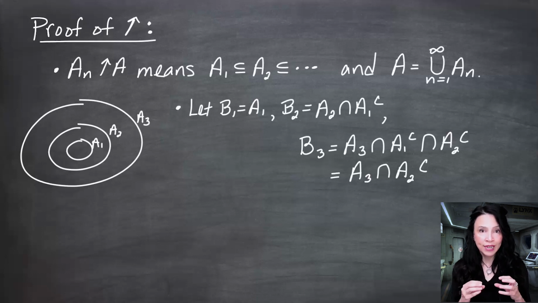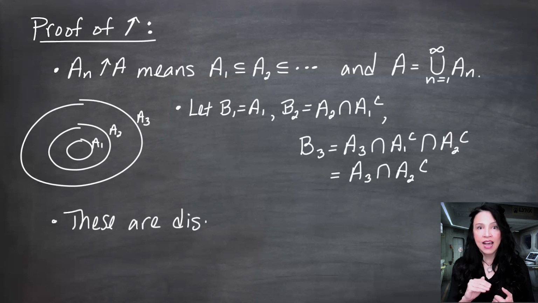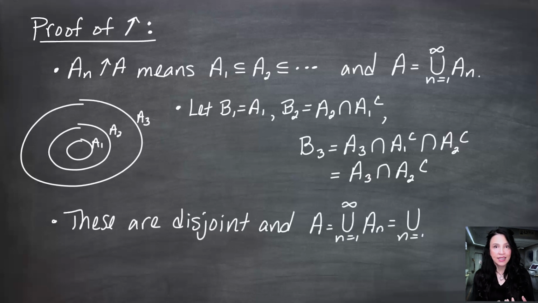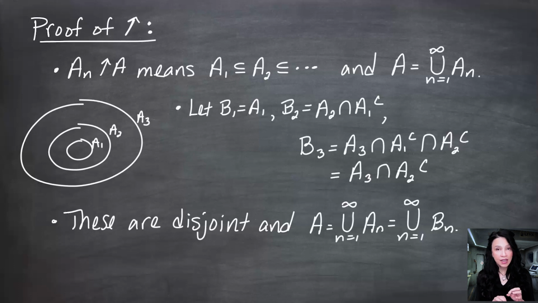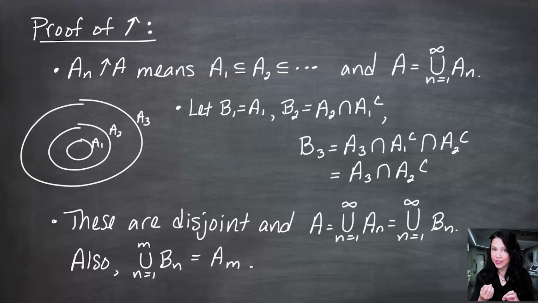And if I union the rings, the B1, that core, and then the B2 ring and the B3 ring up to the B_n ring, I will get the same set, which is going to be A_n. So what we've done is rewritten our limit set, our A, which is a union of the A_n's, as a union of disjoint sets. And furthermore, if you take just a finite union of the B_n's up to, say, m, you will get the set A_m. Rewriting a union as a disjoint union, I feel some countable additivity coming on.